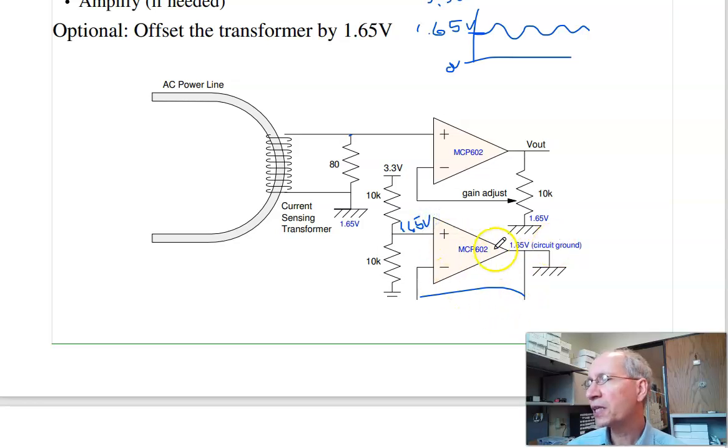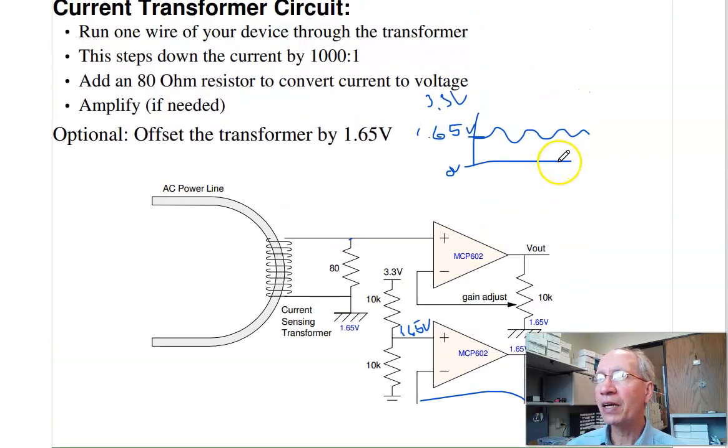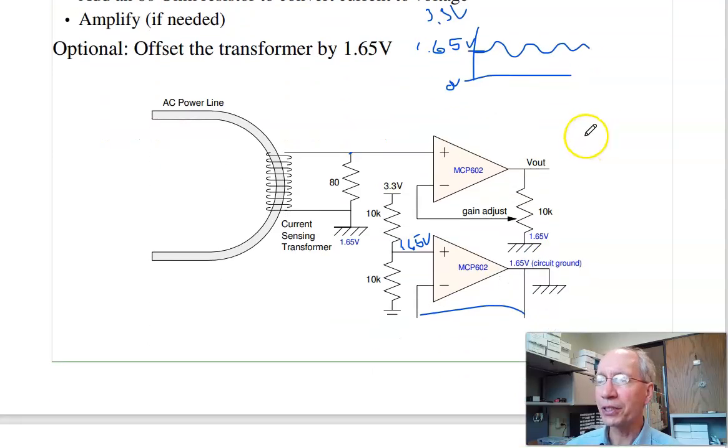Voltage follower, that's my circuit ground. So everything is relative to 1.65 volts. This is the voltage offset by 1.65. This is my amplifier, amplified relative to 1.65. Take this to your Pi Pico. I now have a current measurement centered at 1.65 volts. A second way to measure current.